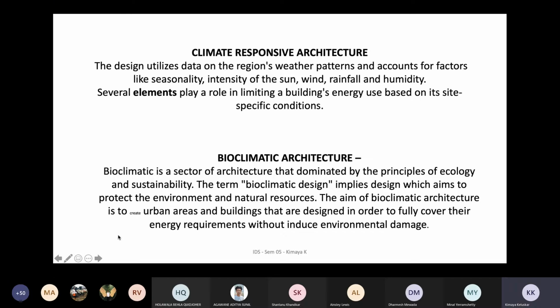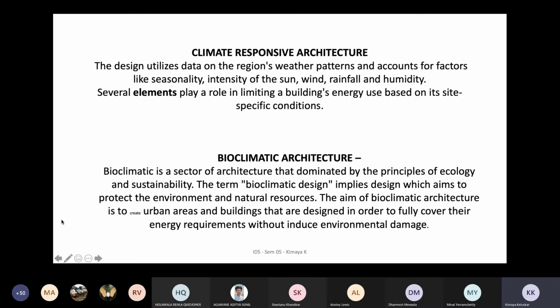So climate responsive architecture is basically the design that utilizes the data on the region's weather patterns. So you need to understand the weather very carefully. Factors like seasonality, intensity of the sun, wind, rainfall, humidity. There are several elements that play an important role. Also, in terms of the building's energy usage, which is based on the site-specific conditions. And that's why we talk about incorporating passive design techniques within the entire design process, so that eventually you start having a climate responsiveness to the entire project.